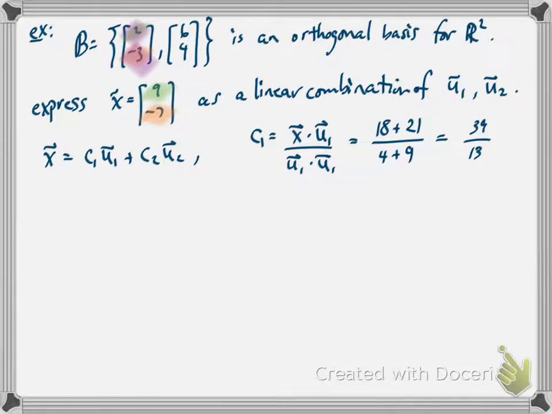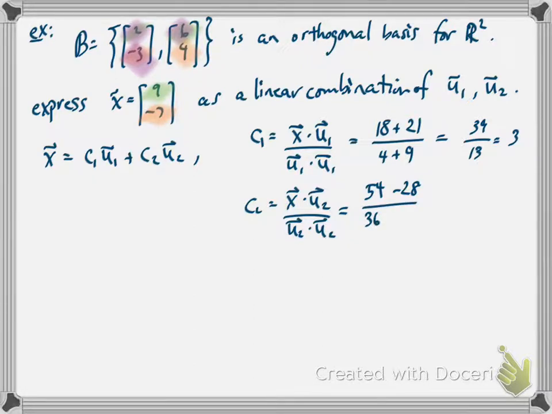That's 39 over 13, which is 3. So it tells us c1 is 3. Similarly, I can compute c2, which is x dot u1. So that's 6 times 9, which is 54, plus 4 times -7, which is -28, divided by 6 squared, which is 36, plus 4 squared, which is 16. So I get 26 over 52, which is 1/2.